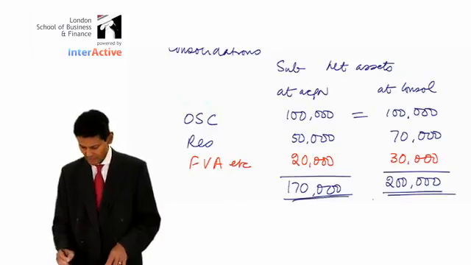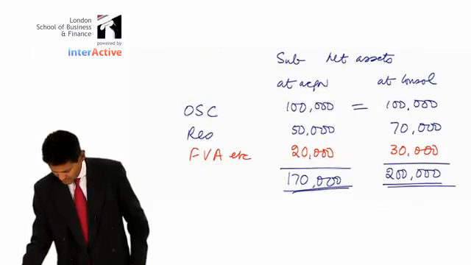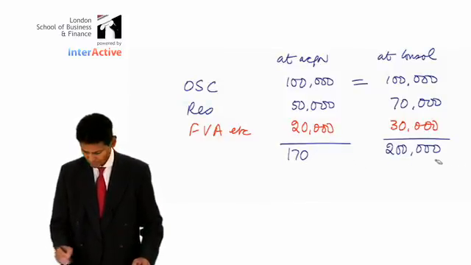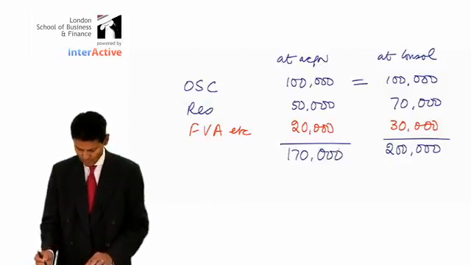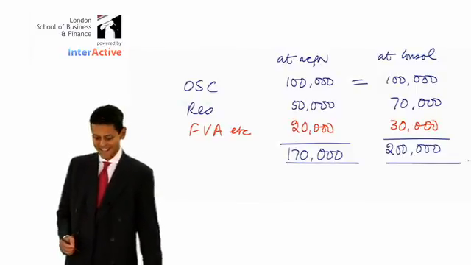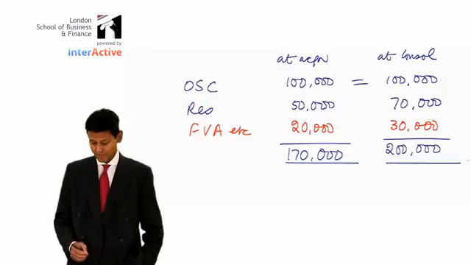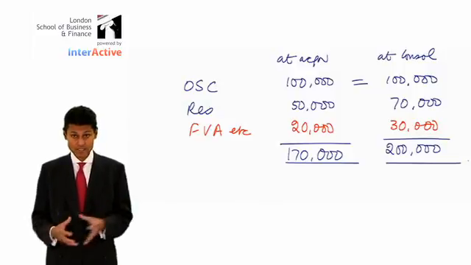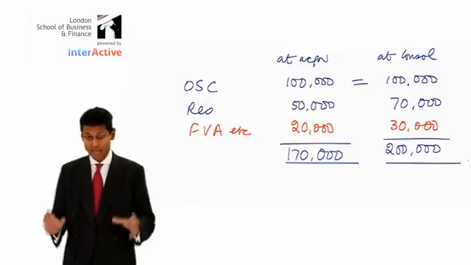So what I'm saying is, if you take the difference between the 170 and the 200, that is clearly the difference between the reserves and the fair values. So by taking the change in the net assets, you're actually taking the change in the reserves plus all the adjustments, because as you can see, the share capital remains the same.